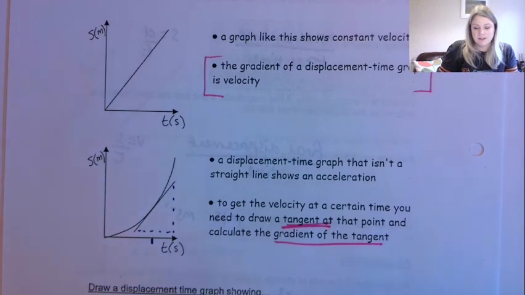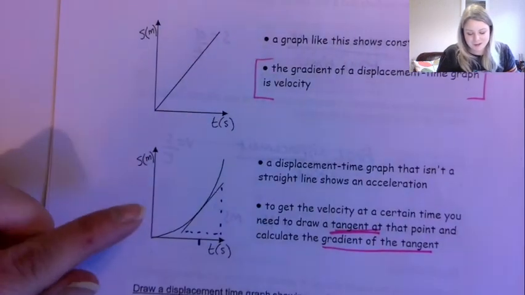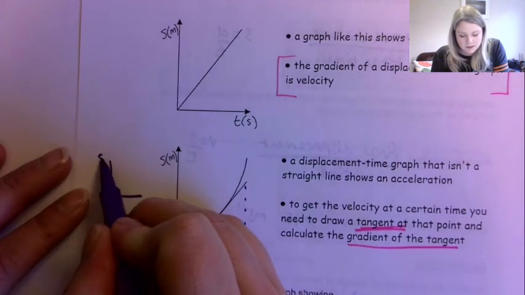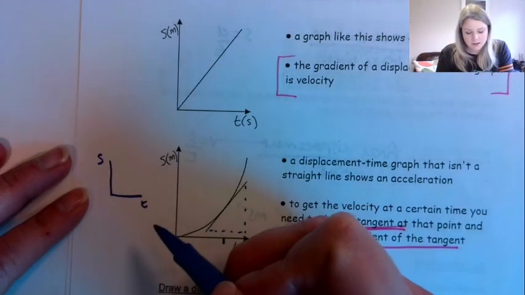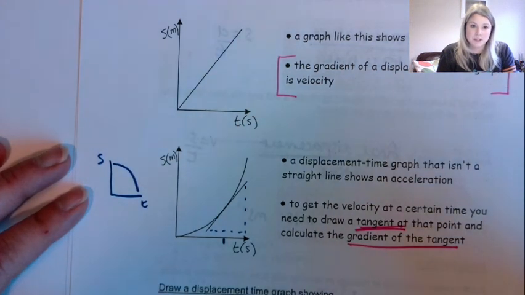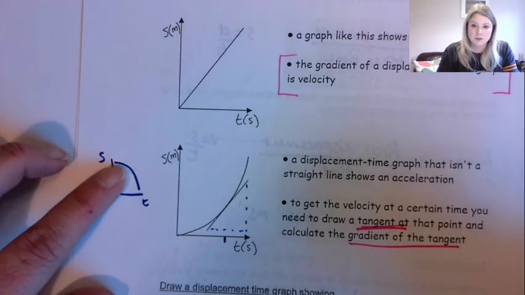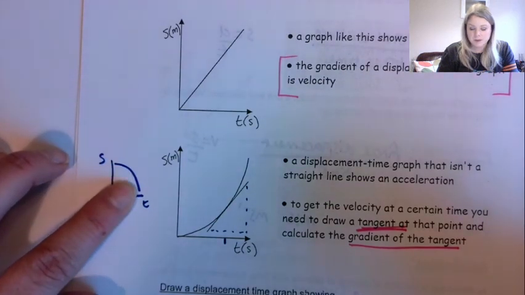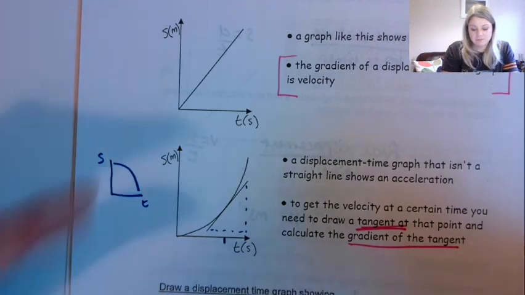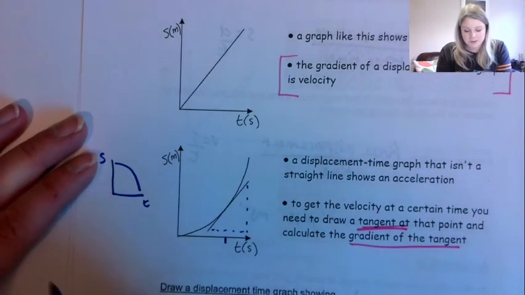So let's see, can I do this without messing it up? This here shows an acceleration. This here, let me see, I want it to be getting steeper, yep. So if it was like that, that would also show an acceleration, because look, it starts off not very steep, gets steeper. Because remember, the gradient is the velocity. So this here is also an acceleration.